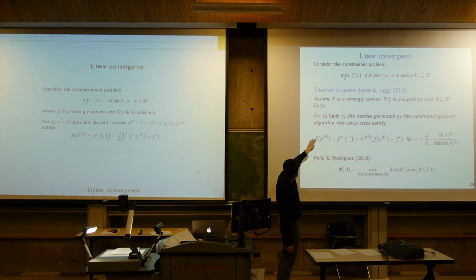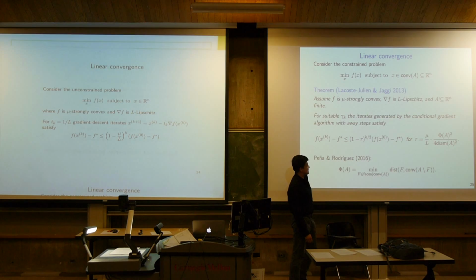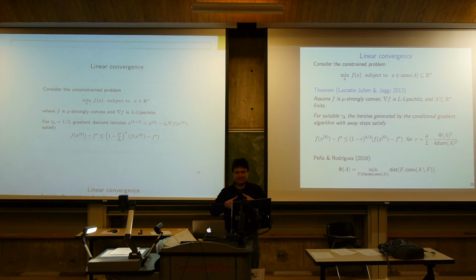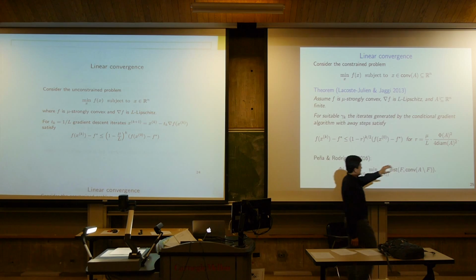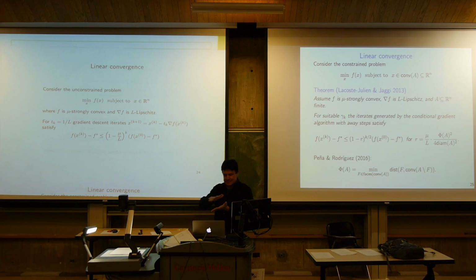So this applies to the case when A is finite. I should have said that somewhere. So yes, A, the set of atoms, is finite, so this is a polytope. If it is a polytope with a nice aspect ratio, then this quantity here would be large. If it is a polytope that is very skinny, that is nearly flat, that would be bad.